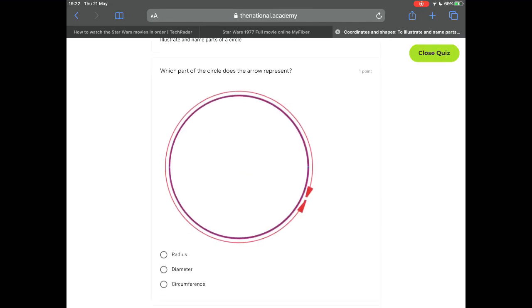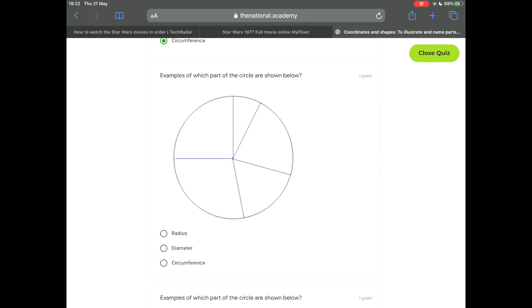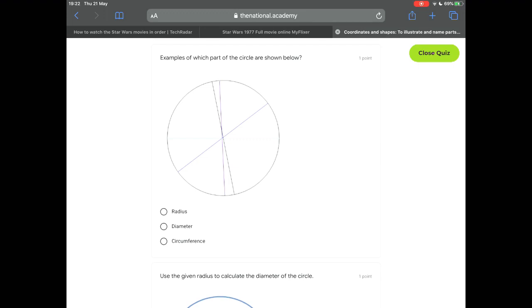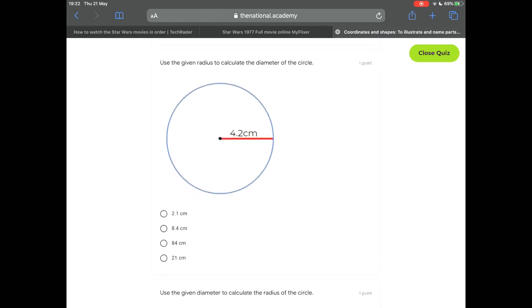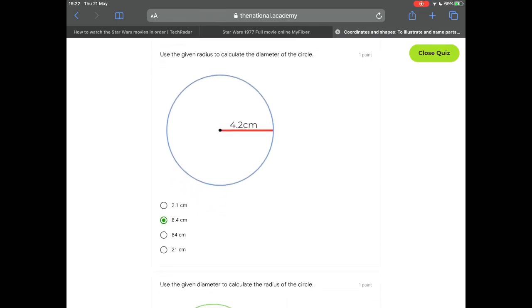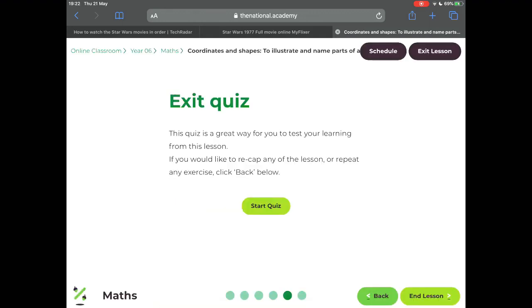Which part of the circle does the arrow represent? The circumference. Examples of which part of the circle are shown below? That's the radius. Example of which part of the circle are shown below is the diameter. Use the given radius to calculate the diameter of the circle. It would be 8.4 centimeters. Use the given diameter to calculate the radius of the circle. It would be 10.5 centimeters.